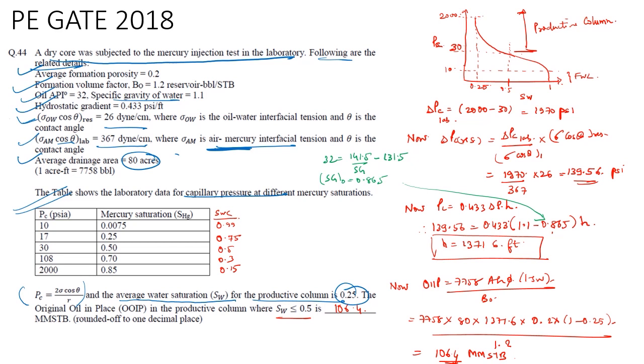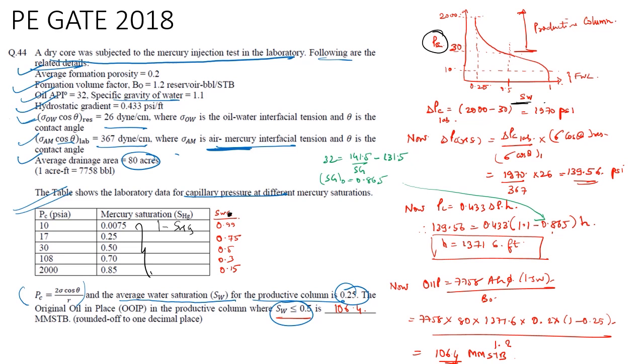The original oil in place in the productive column, where water saturation is less than 0.5, has to be found out. Now let's plot a figure over here. This is capillary pressure versus saturation. Over here, it is given in the table as mercury saturation. If we want to calculate it in terms of water saturation, I will do 1 minus mercury saturation, then I will get my water saturation.